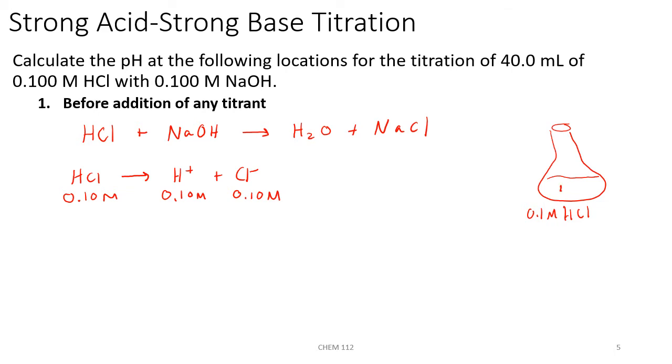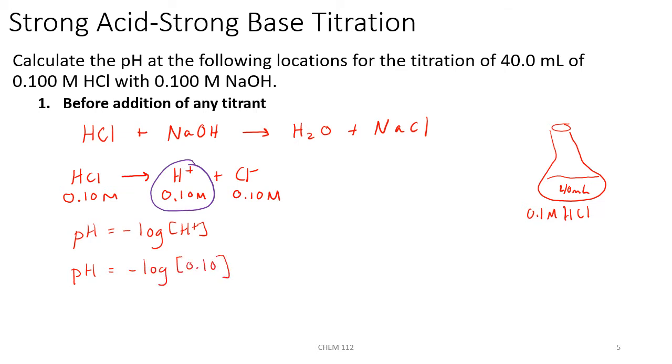The fact that we have 40 milliliters of acid in our Erlenmeyer flask doesn't really matter yet because we just need to know what the concentration of that strong acid is. Recall that to calculate the pH, we need to know the negative log of the hydrogen ion concentration. And since this is a strong acid, the hydrogen ion concentration is exactly the same as the concentration of HCl. So to get the pH initially before any base is actually added, we're going to take the negative log of 0.1 molar.